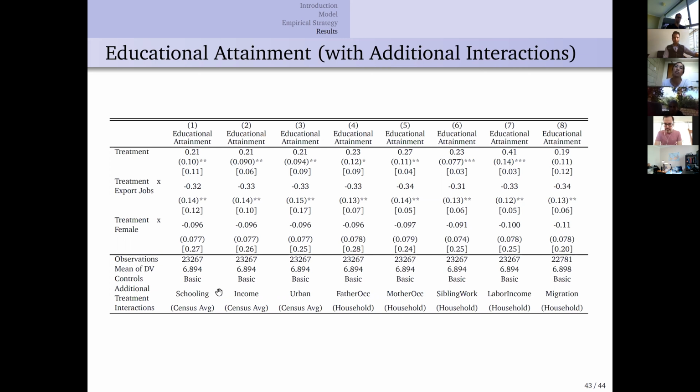I will say here again, I've normalized all of these variables, I've standardized all of these variables, so you can again still interpret this as the treatment effect for someone with average export jobs and average schooling levels. And then here, the omitted categories are the modal categories. So this is the effect of treatment for people whose fathers are, I think it was employees, because that was the modal category. But yeah, the main point is that these interactions seem to hold up across these different specifications.